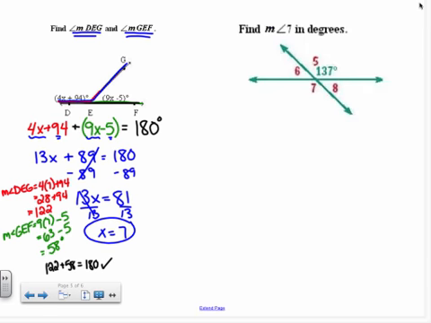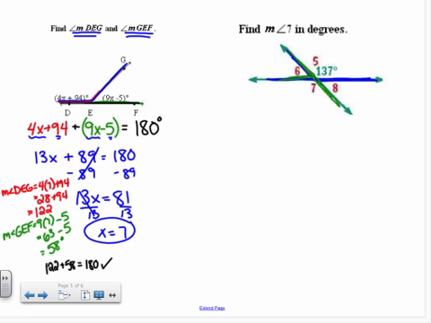In our next example, I'm looking for the measure of angle 7. In this problem, we can save ourselves a lot of work by remembering those theorems from earlier in the lesson. I know that angles 5 and 6 are both supplementary, and I know that angles 6 and 7 are supplementary. So do you see anything special about that?